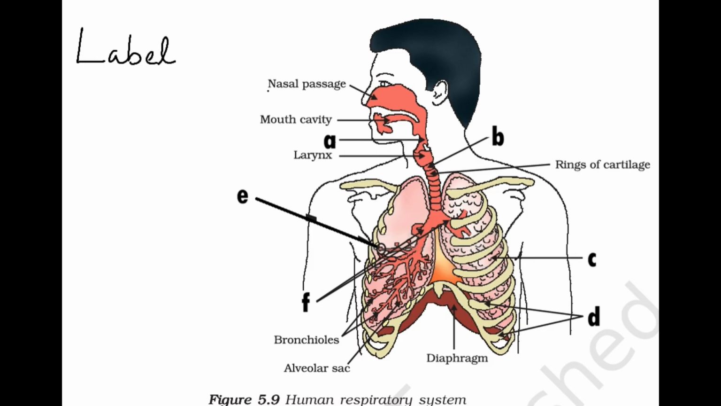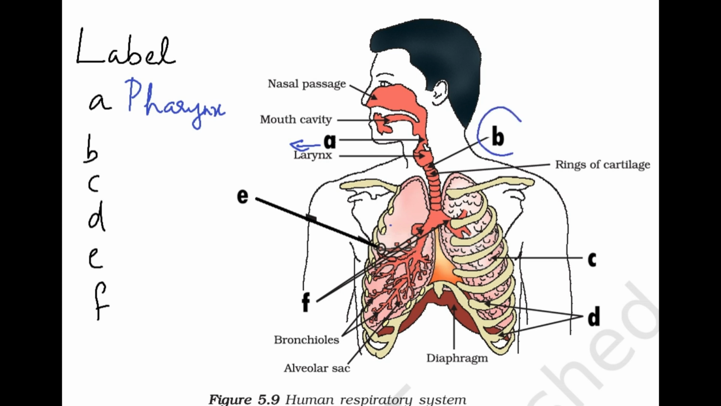So this will be the next question, to label the parts of the human respiratory system. What is A, B, C, D, E and F? So observe the diagram and then you have to mark the answers. Now A is... now what is this B? B is the trachea that has got rings of cartilage.